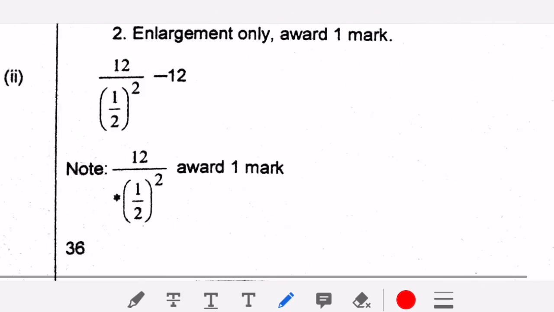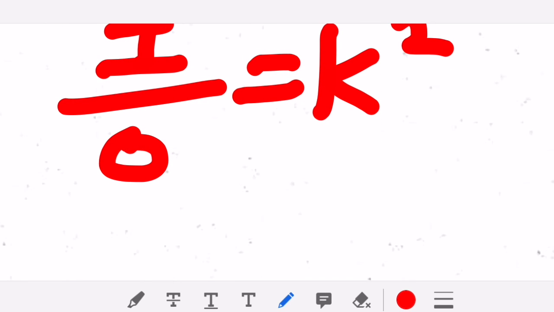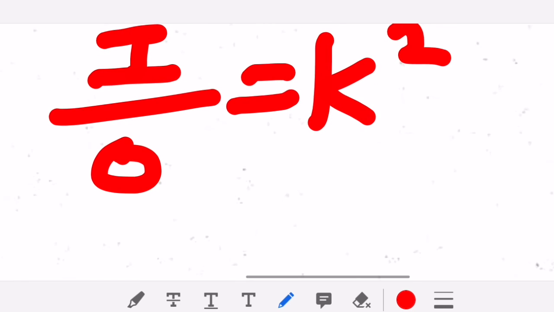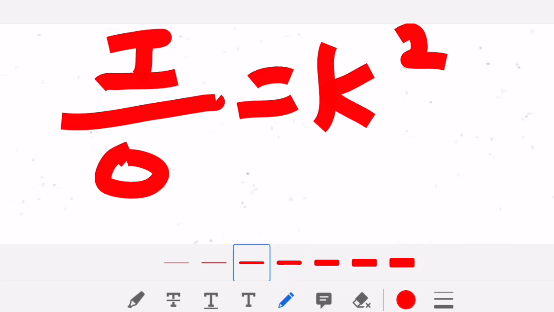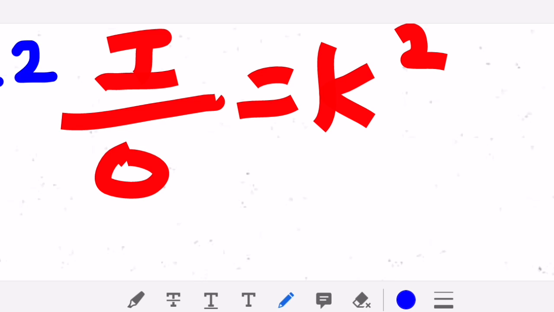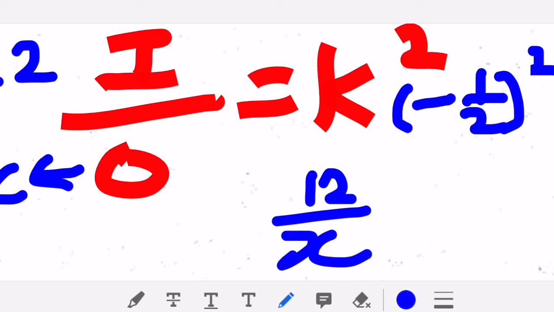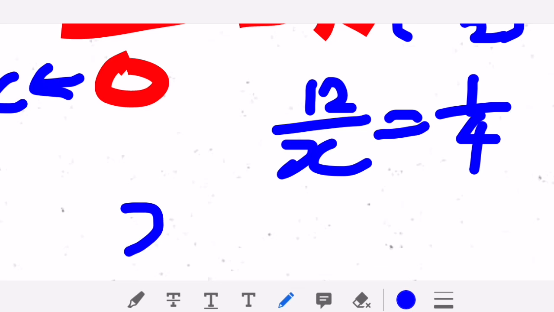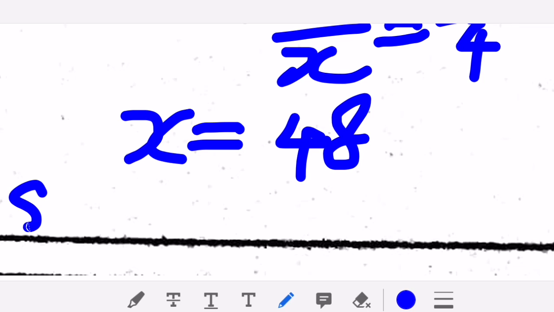So let's show the step here. So image over object equal to k square. So let's say image is given 12, right? 12. This one is, let me show you the step. They give you this is 12, right? So let's say this is x. This is -1/2 square. So 12 over x equal to 1/4. So that means object will be 48.